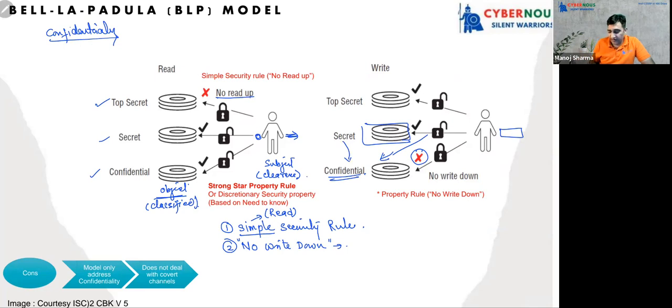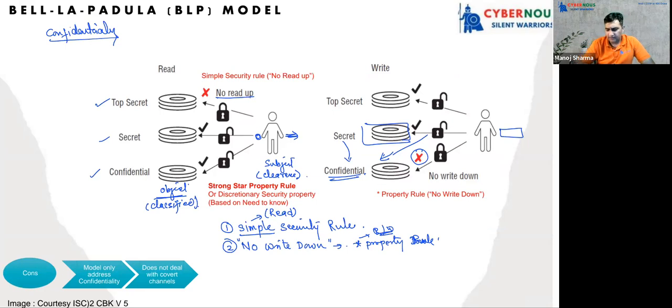And that is why we call it no write down, or the star property rule. Okay, star means read and write. You will not have write permissions. You can have read permissions, but you will not have write permissions to write data on a level which is below you.